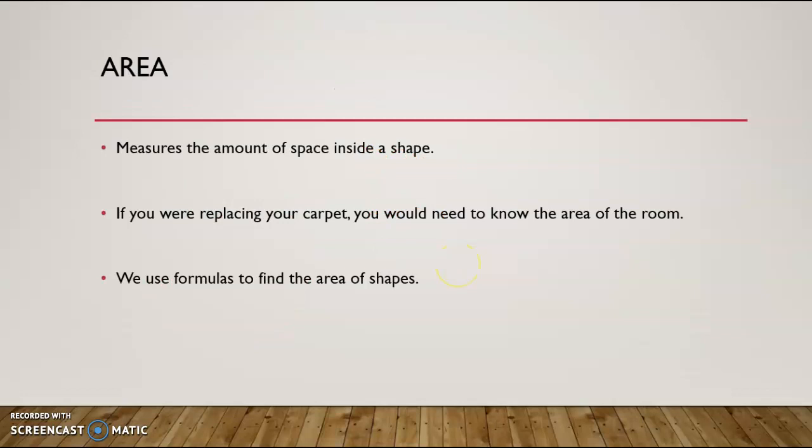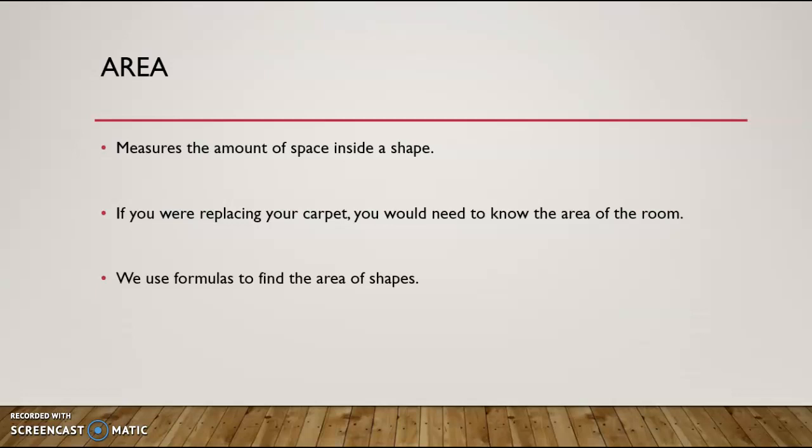Then we have area. Area measures the amount of space inside a shape. So if you were replacing the carpet in your bedroom, you would need to know the area of that room to figure out how much carpet you would need and how much they would charge for that carpet. If you're ever in Home Depot or Lowe's, it will say it's $2.75 per square foot. So you would have to know how many square feet are in your room. That's the area. And multiply that by 2.75 to figure out how much they would charge for that.